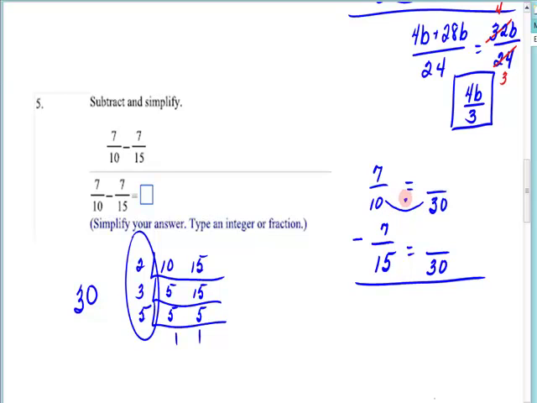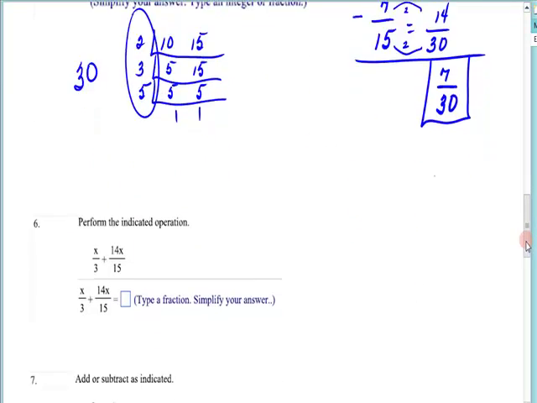10 goes into 30 3 times. 3 times 7 is 21. 15 goes into 30 2 times. 2 times 7 is 14. This is a subtraction problem. 21 minus 14 gives me 7/30ths, and I think it's already in simplest form.